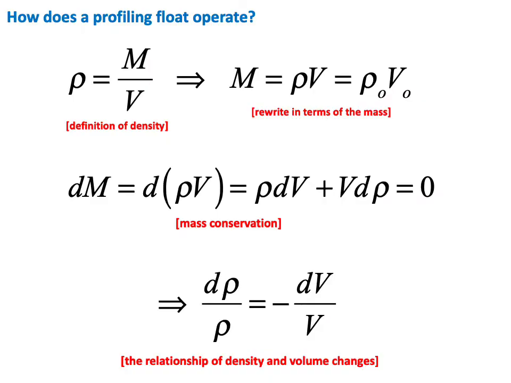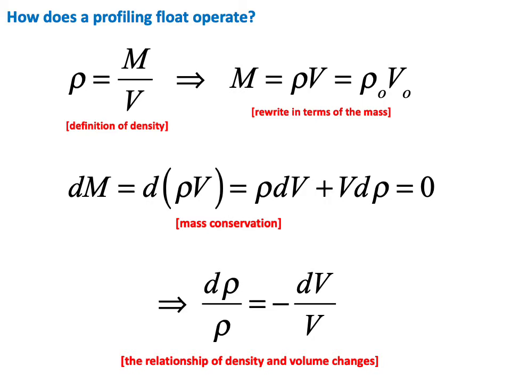Here's a bit more theory about how these floats might work. If density is mass per unit volume, we can rewrite the mass in terms of the volume and density. Since the mass doesn't change over the life of the float, then the mass at any given time, we'll call it rho and v, is the same as the mass we began with, which is rho naught and v naught. And those things have to be equal.